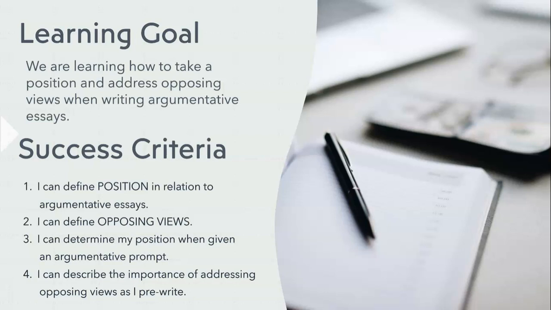Along the way, we have some success criteria. Today, we have 4 I can statements for you that help you understand that you are grabbing this concept along the way. So, number 1, I can define position in relation to argumentative essays. Number 2, I can define opposing views. 3, I can determine my position when given an argumentative prompt. And number 4, I can describe the importance of addressing opposing views as I pre-write.